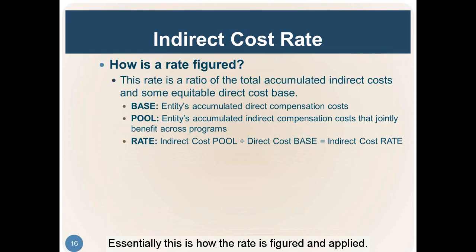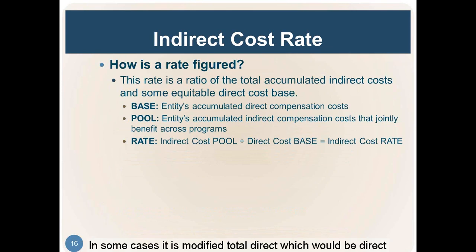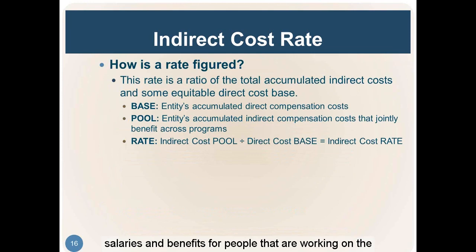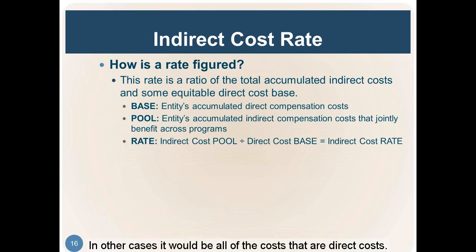Essentially, this is just a little bit of how the rate's figured and applied. The cost group at HHS, for example, will accept an application from a grantee. They'll take the total amount of indirect costs that are to be accumulated, and then they will establish it on a base. In some cases, it's a modified total direct base, which would be direct salaries and benefits for people that are working on the particular programs. In other cases, it would be all of the direct costs assigned.